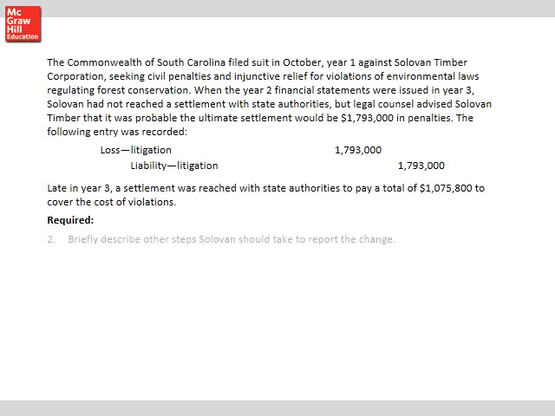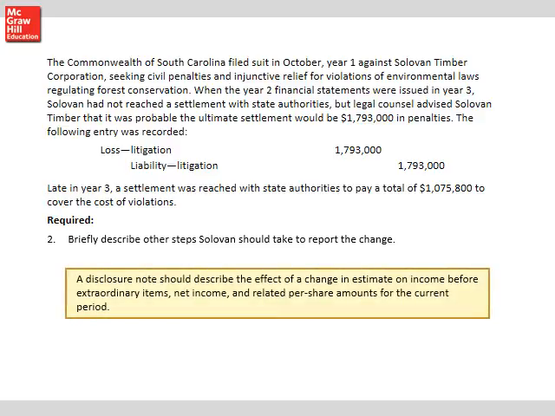Okay. And then number 2, it says briefly describe the other steps that Sullivan should take to report the change. We need to make a disclosure note to show the effect of the change in estimate on income before extraordinary items, net income, and related per share amounts for the current period.